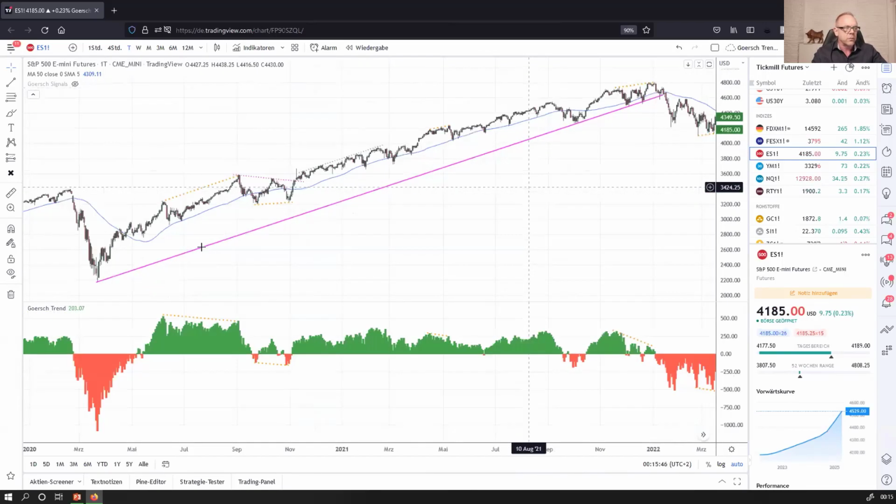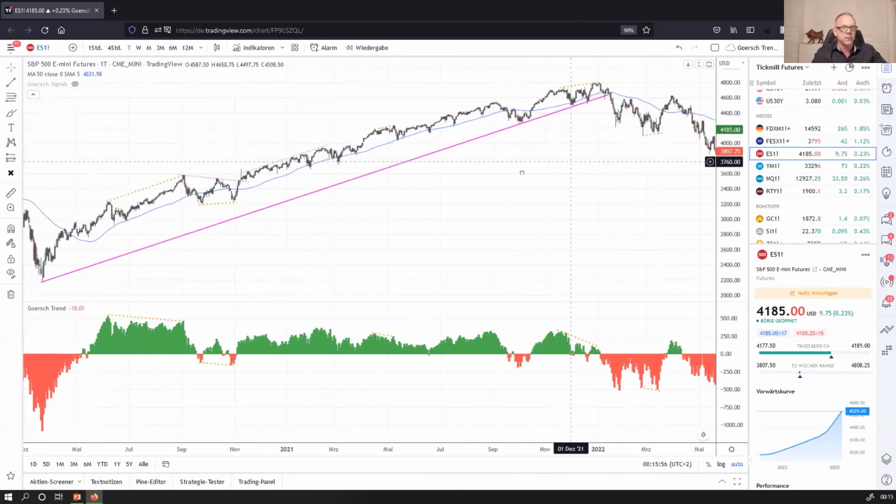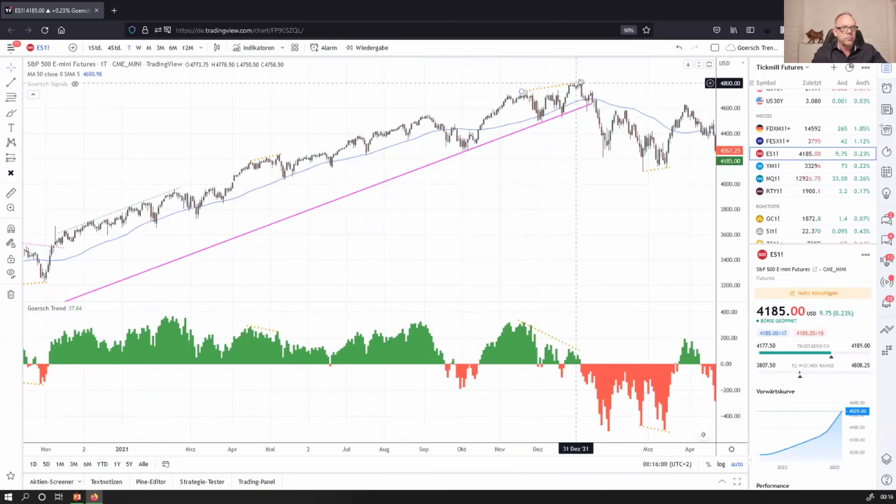You see, we have this big trend line here coming from the Corona lows, from the COVID lows here in March 2020, going up all the way until January 2022. We have this big divergence here. We see new highs in the price, no new highs in the indicator, so big divergence. And with this break of the trend line, Gersh Trend was already to the downside, so we were able to take the short side here.